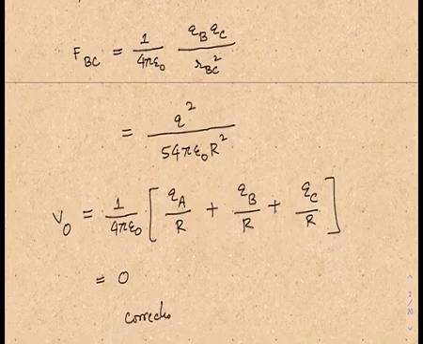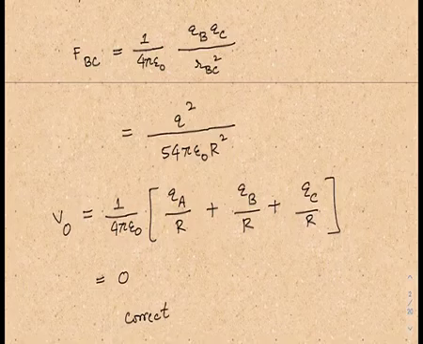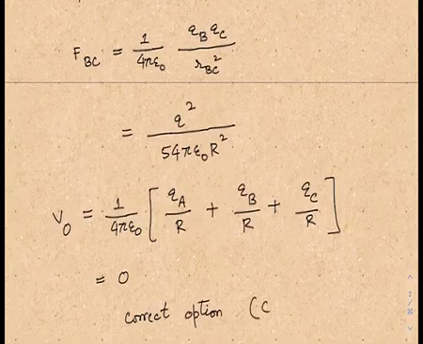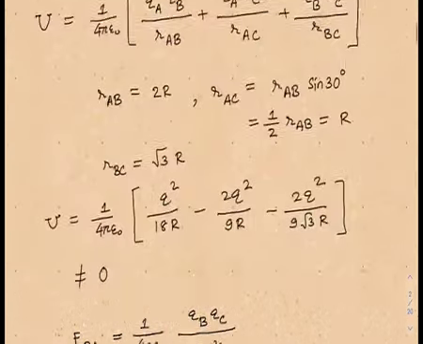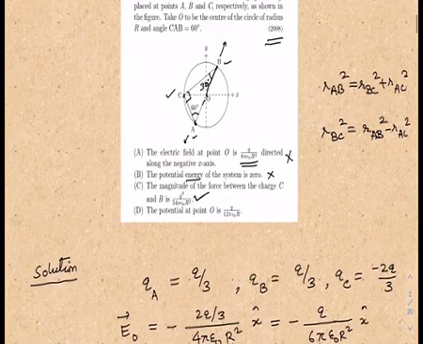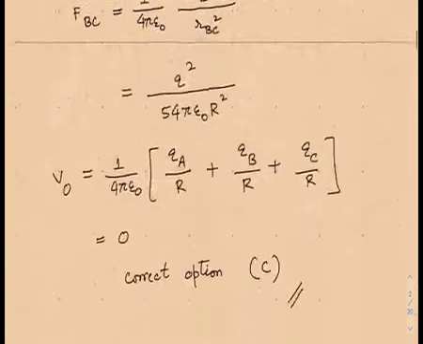So therefore the correct option would be simply one option, the correct option is C. Okay, so the correct option is only C. Okay, let us do another problem.